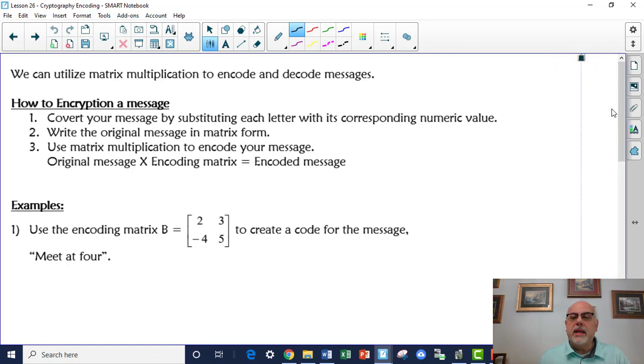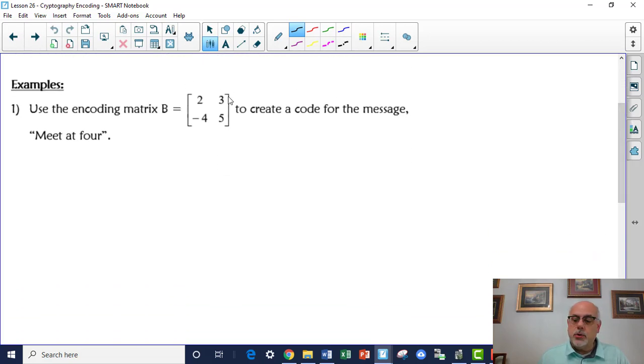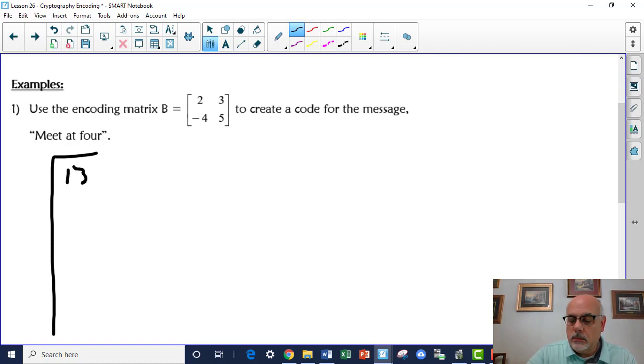Let's take a look at this. We have this message, meet at 4, and the encoding matrix is a 2 by 2. That means that when we convert these letters to numbers, we have to have a 2-column matrix. So we construct this 2-column matrix. Meet at 4: M is 13, E is 5, E is 5 again, T is 20.